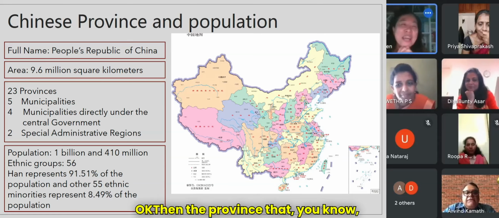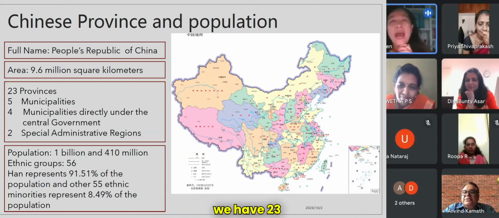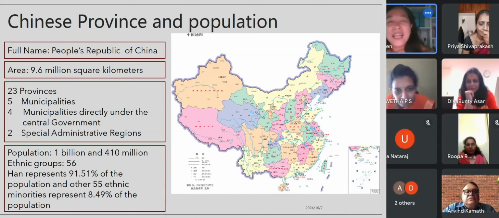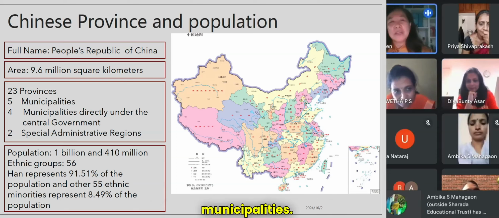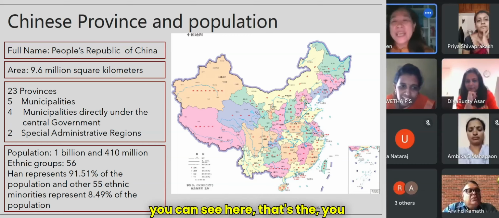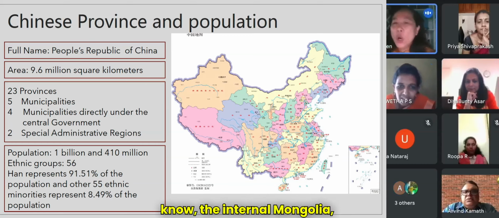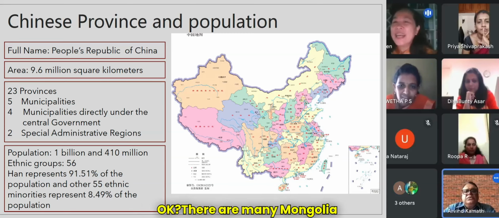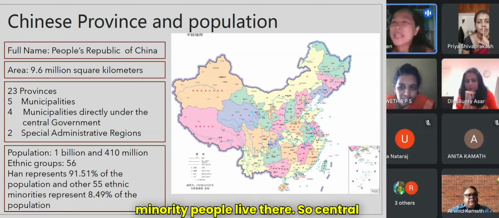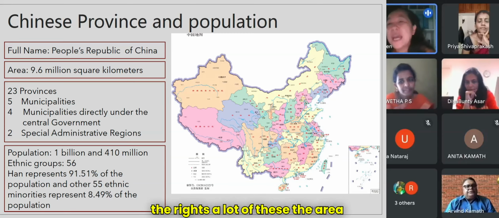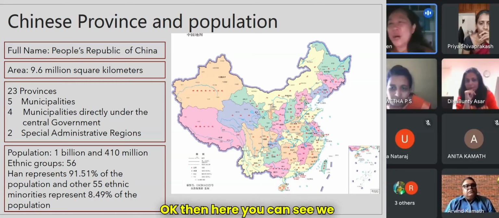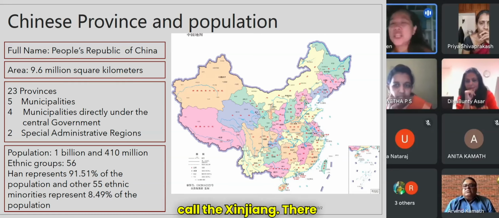Okay, then the provinces: we have 23 provinces. You can see the map with different colors. And 5 municipalities. Why 5 municipalities? You can see here, that's Inner Mongolia. There are many Mongolian people here, minority people live there. So the central government gives the rights, allots the area to municipalities. Then here you can see what we call Xinjiang.